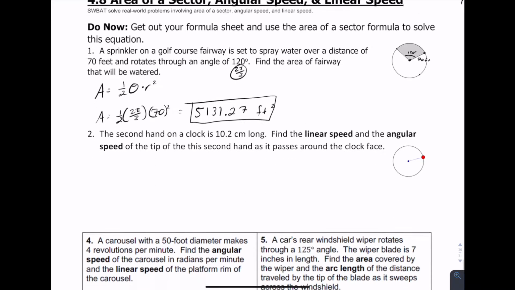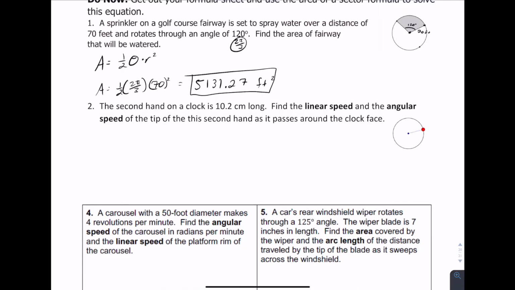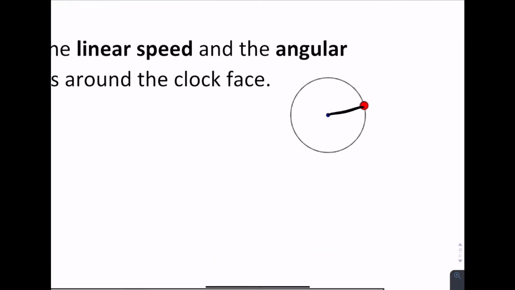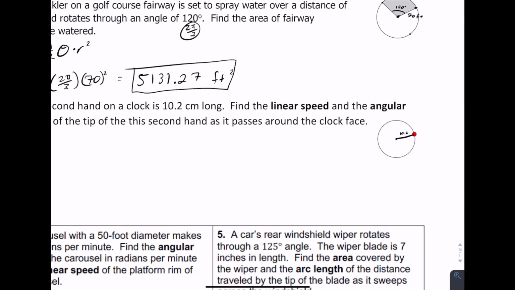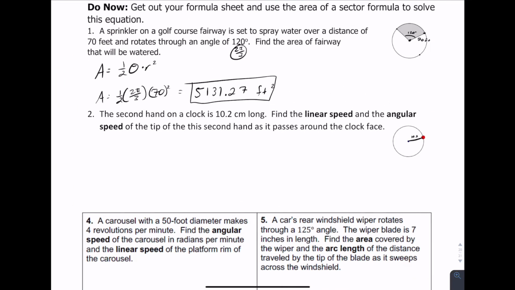Okay. Next one. The second hand on the clock is 10.2 centimeters long. So nice to know. Label. This is 10.2 centimeters long. Find the linear speed and then the angular speed of the tip of this second hand as it passes around the clock face. So linear speed, its formula is pretty simple. All right. Linear speed and then angular speed. Sorry. So for angular speed, that's the one we want to figure out first.